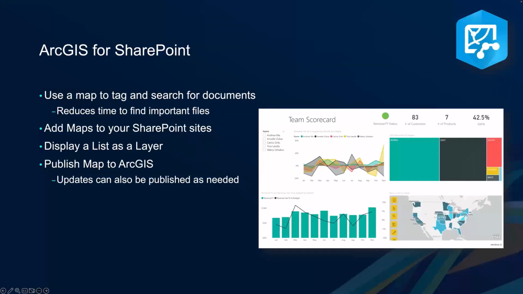One of the big strengths of the ArcGIS for SharePoint component is the ability to geotag documents to features. So what this will allow you to do is attach a reference of the document to that spatial feature to allow them to be quickly located and discovered on a map, reducing the time to find important files related to a feature or area. We also have the ability to publish those maps or layers created in ArcGIS for SharePoint.